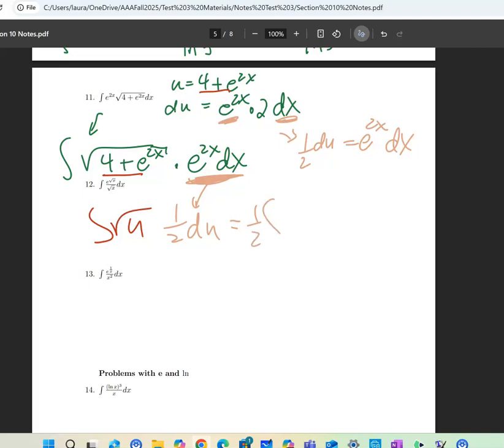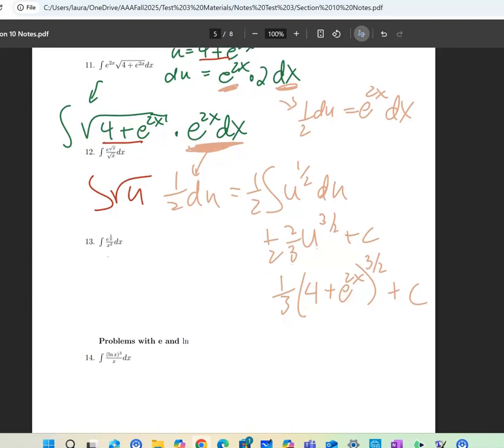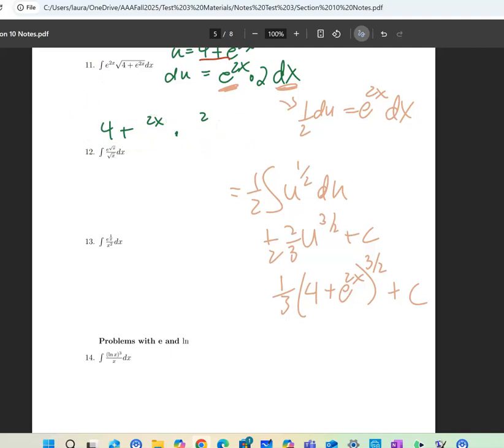So 1/2, and I'm just going to rewrite this u to the 1/2, and then I take the antiderivative, so u to the 3/2 times 2/3 plus c, so 1/3 times 4 plus e to the 2x, all to the 3/2 power plus c. All right, let's try this number 12. So they're getting trickier, right?